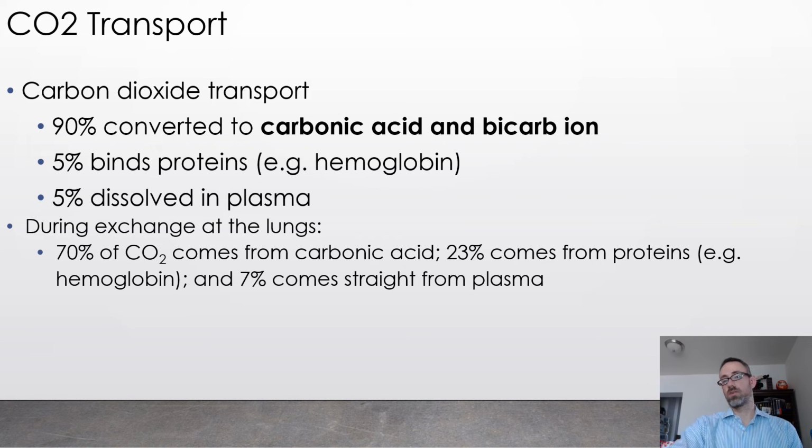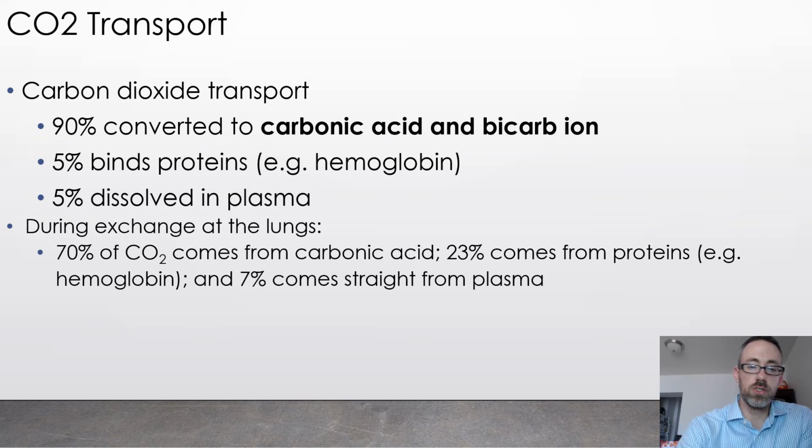So when we have exchange occurring at the lungs, you don't have to remember these exact percentages, but most of the CO2 is going to come from the carbonic acid, that 90% that's been converted, and it is going to be converted back into CO2. The next biggest is going to be released from hemoglobin, and then the least is going to be coming from the plasma.